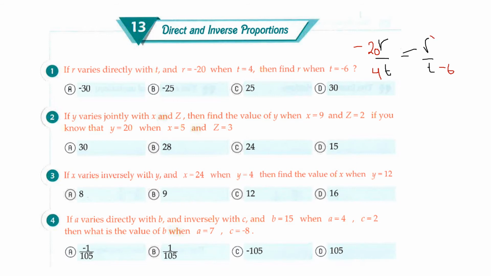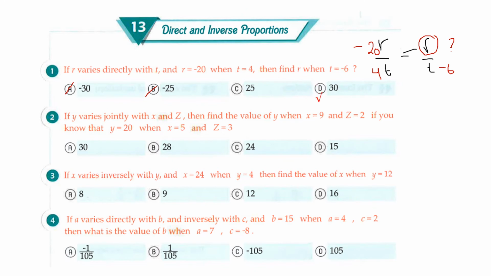Cross multiply to find this r, which I don't know. One of them will be unknown. Negative 20 times 6, that's a negative 120, or 120 I mean, so negative answers are cancelled. 120 divided by 4, your answer is going to be 30.